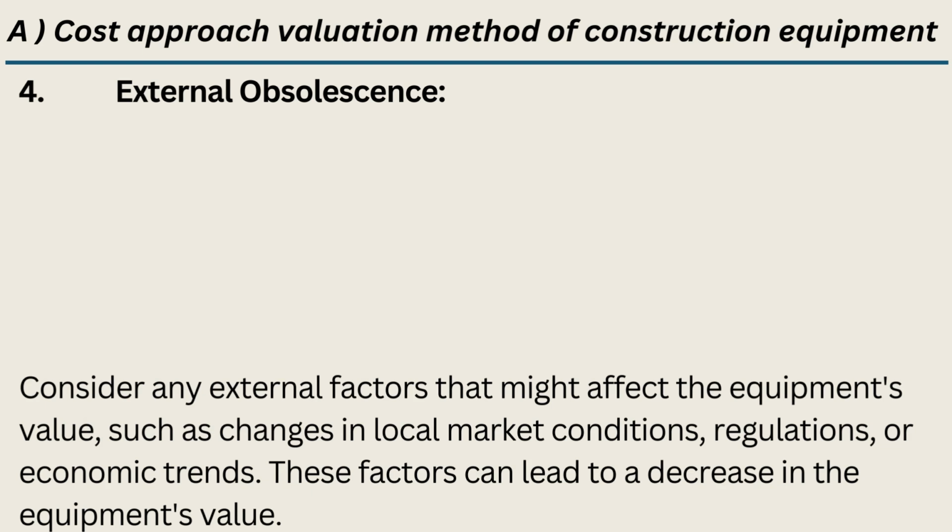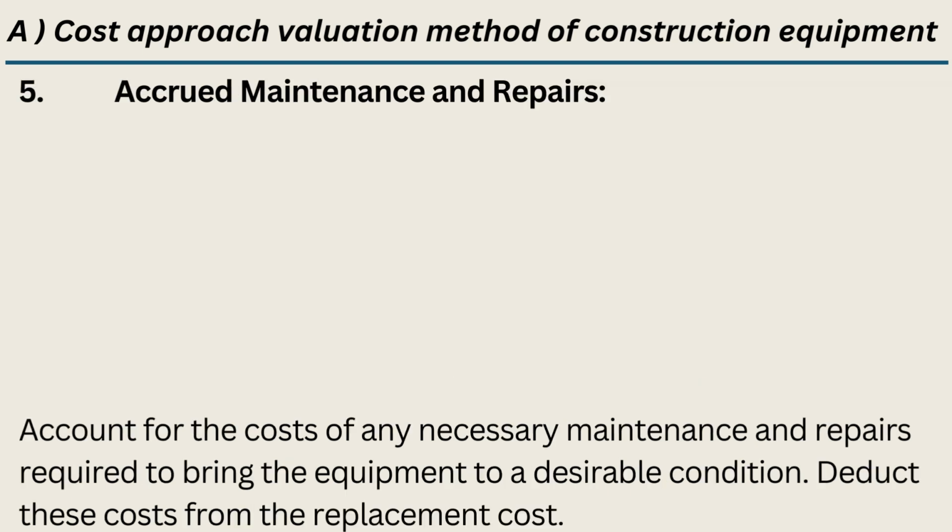4. External obsolescence. Consider any external factors that might affect the equipment's value, such as changes in local market conditions, regulations, or economic trends. These factors can lead to a decrease in the equipment's value.